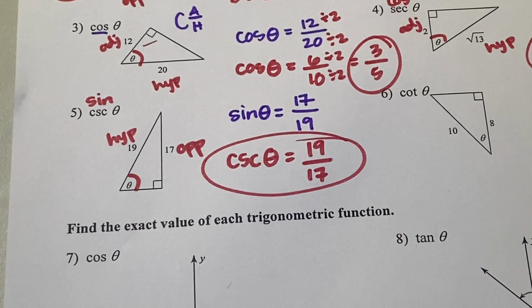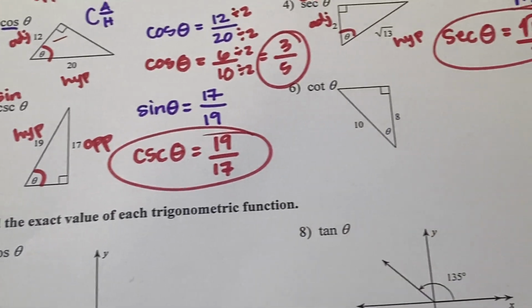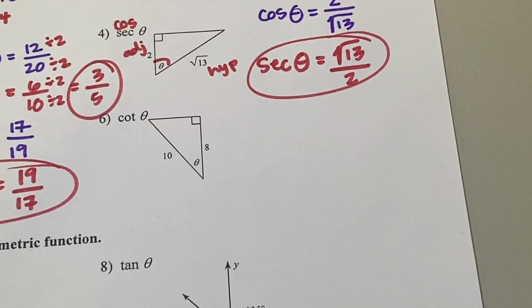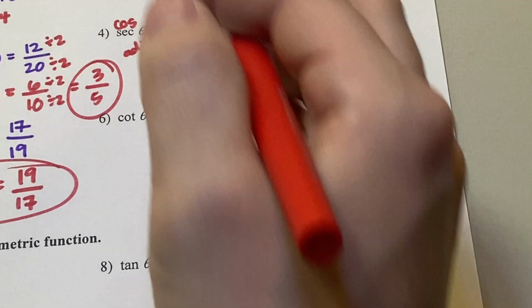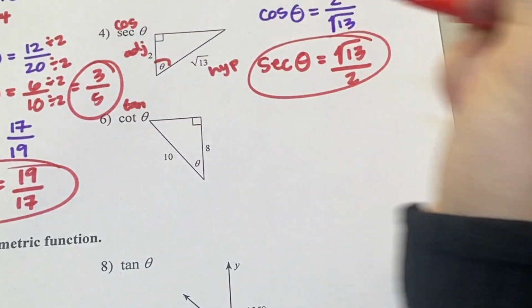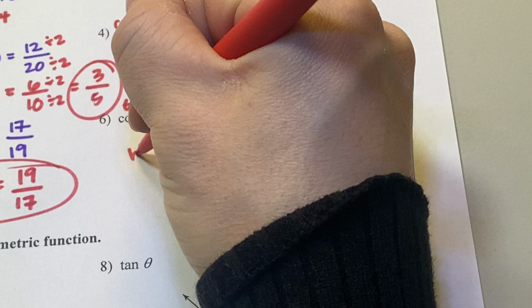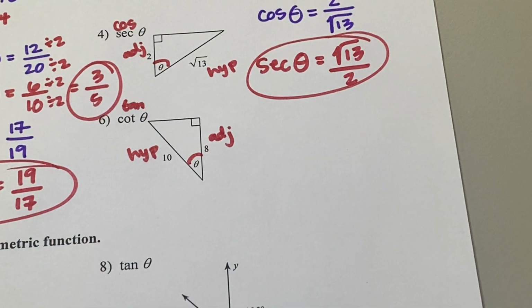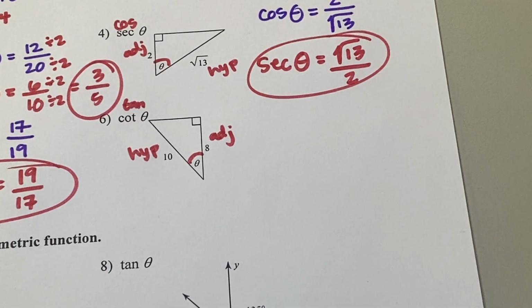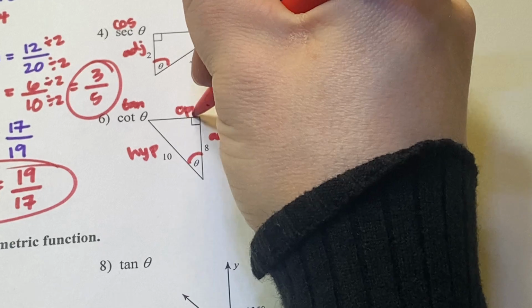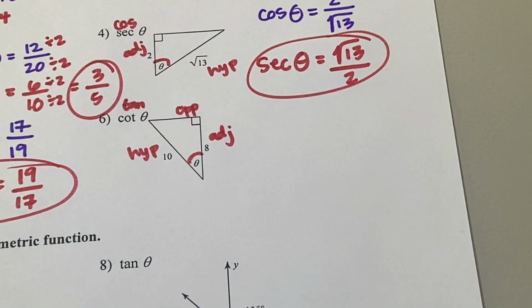But that's good. Okay, our last reciprocal function, finding the cotangent. What was the original of cotangent? Tangent. 8 would be the adjacent, and 10 would be the hypotenuse. Wait a second. What 2 sides do we need for tangent? Opposite and adjacent. We don't have the opposite already. That's okay. You guys know how to solve for a missing side.